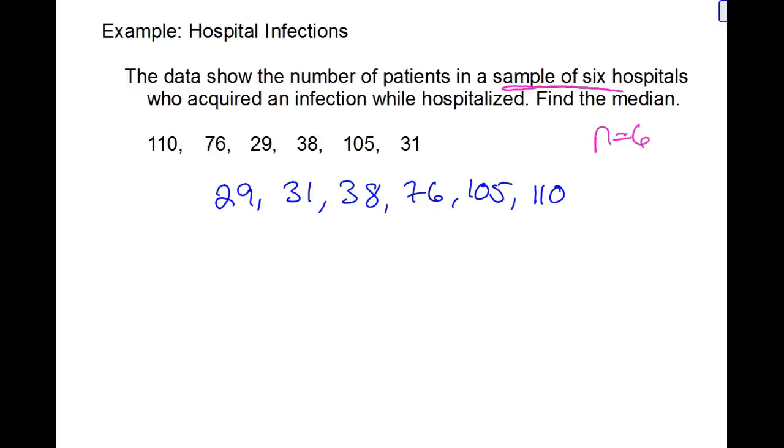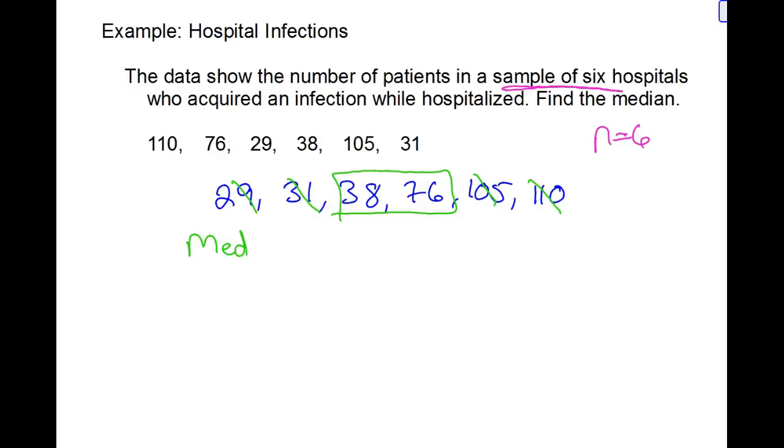It is 6. And since it is an even number, that means I'm looking for the 2 middle numbers. I don't have a single middle number. I'm just looking for the 2 middle numbers. And so I come through here and I find out that 38 and 76 are my middle numbers.